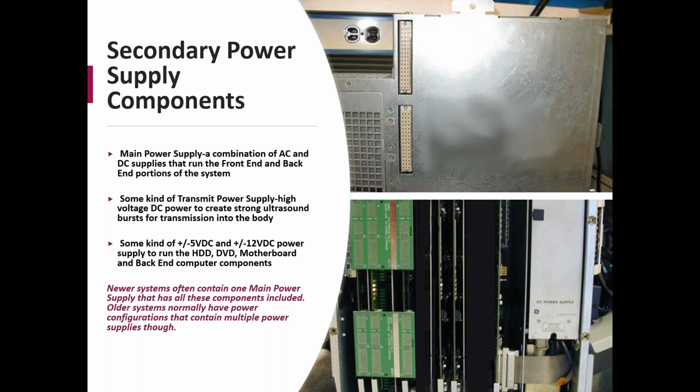And lastly, there's some kind of plus or minus 5, plus or minus 12 volt DC, and sometimes 3.3 volts DC power to run the hard drive, the DVD, the motherboard, and the back-end computer component. Newer systems often contain one main power supply that has all these components included, whereas older systems normally have power configurations that contain multiple power supplies.